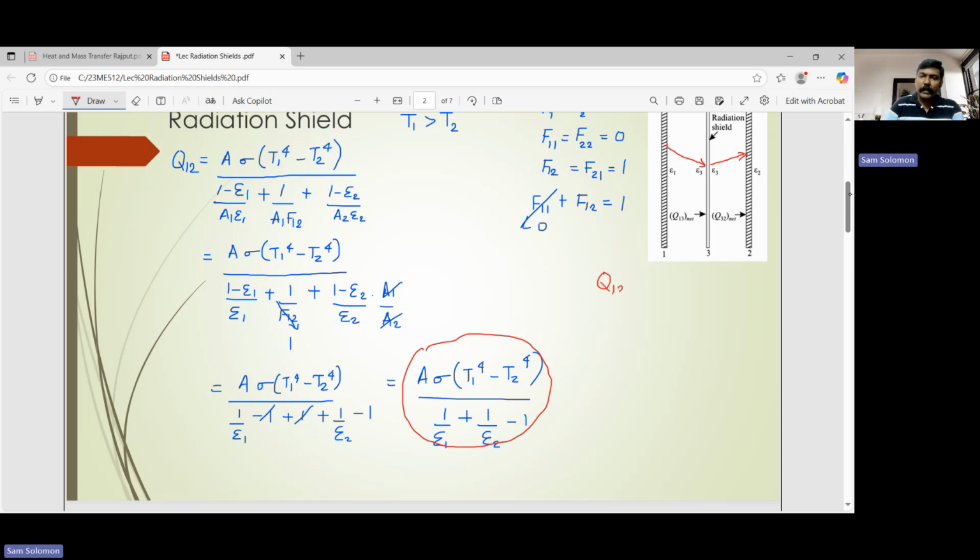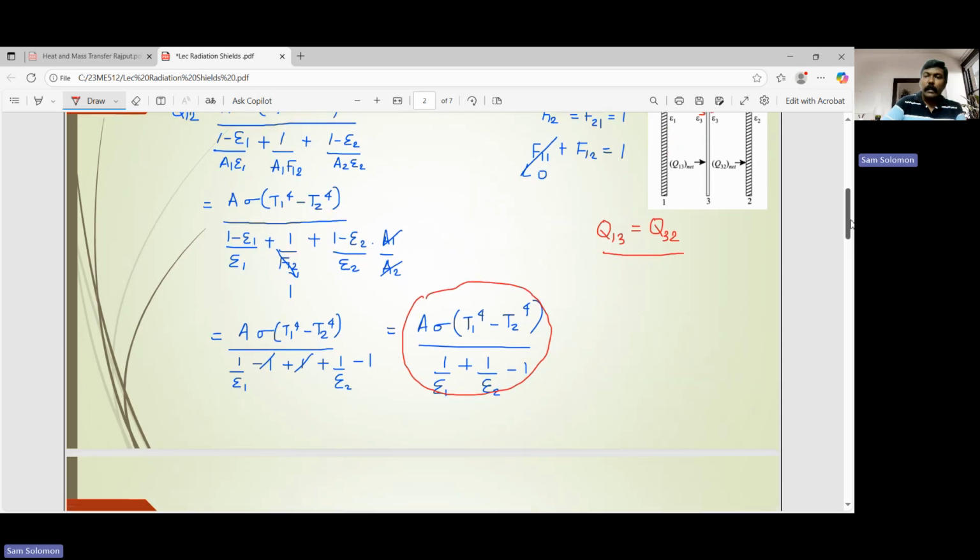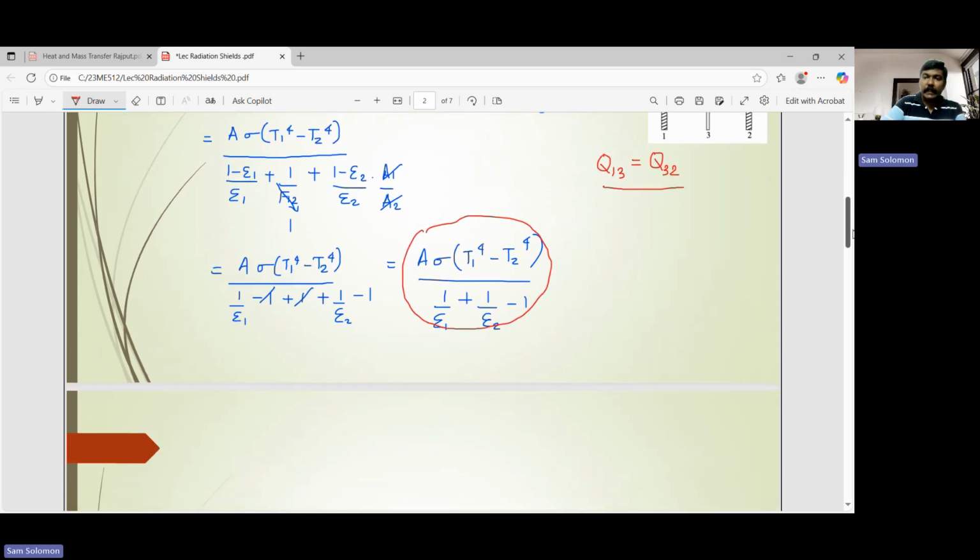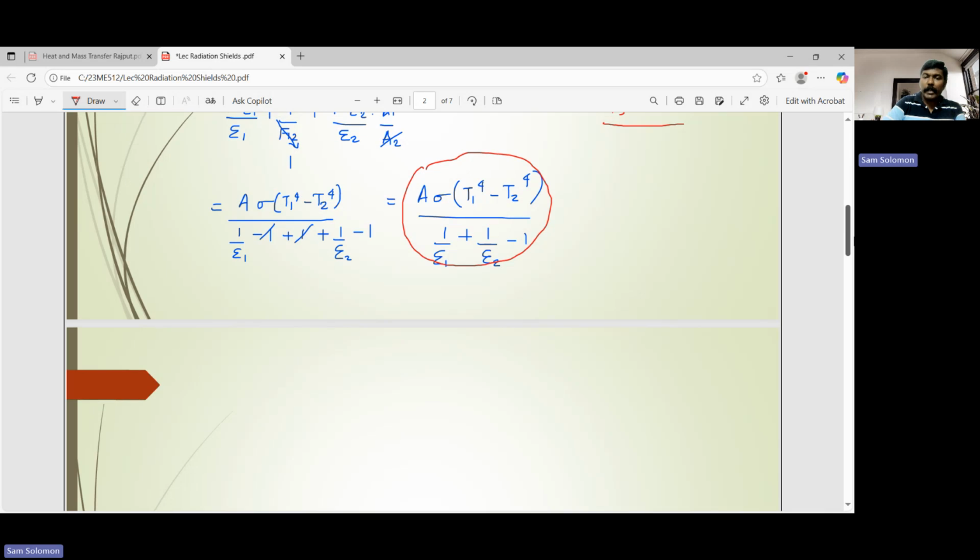So your Q13, whatever heat energy that is emitted from 1 and that reaches 3, only that can be transferred from 3 to 2. So when there is no other heat loss, the heat exchange from 1 to 3 is going to be equal to the heat exchange from 3 to 2. Okay. So this is a very, very important criteria, which is essential for deriving what we are going to do right now.